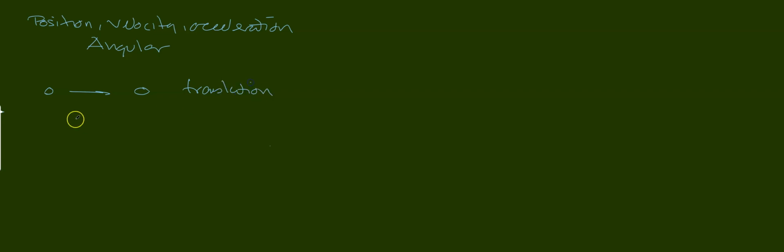Hello, in this video we will talk again about position, velocity, and acceleration, but this time in angular terms. So far we have talked a lot about translation. This object moves from here to here. But in these videos, we will start talking about rotation. Okay, so something spinning about an axis.